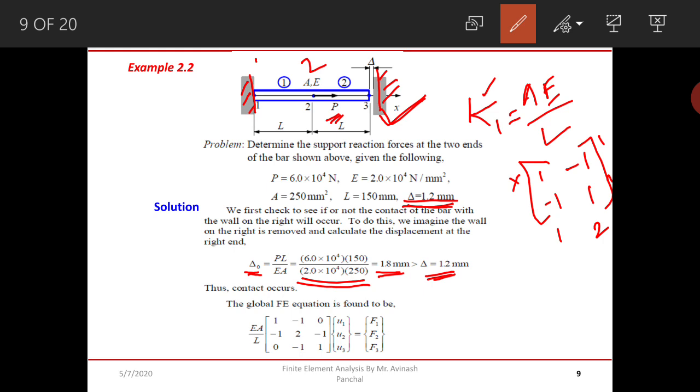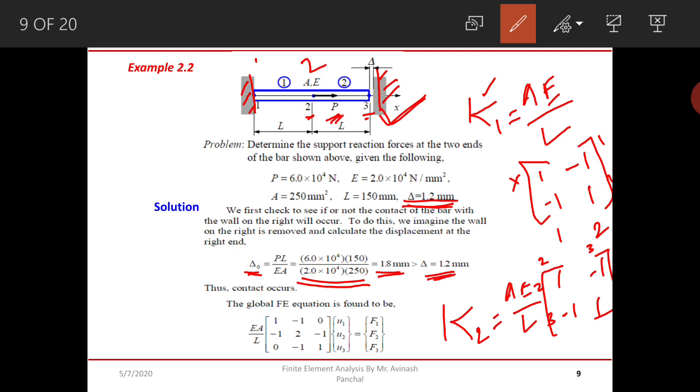If we consider k2, it becomes AE upon L into [1, -1; -1, 1], which corresponds to node number 2 and node number 3. So it will become node 2 and 3. Now, for the combined or global stiffness matrix, there are three nodes for this problem.